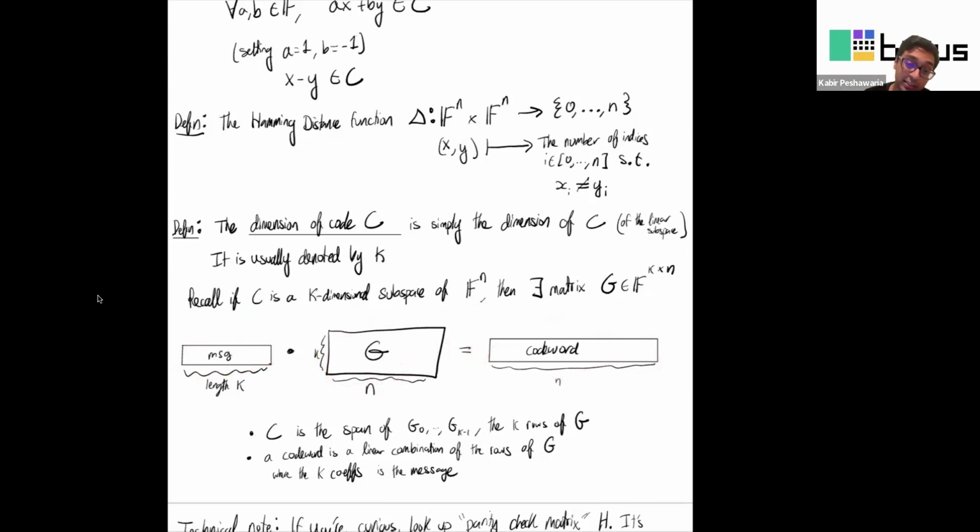Let me say a few things just because they're interesting. They might be obvious. This code word, rather, is a linear combination of the rows of G, where the coefficients come from the message. And more generally, the code C is the span of the rows of the generator matrix. In other words, the code is all of the code words, all of the different linear combinations of the generator's rows that you can make using coefficients that come from F.